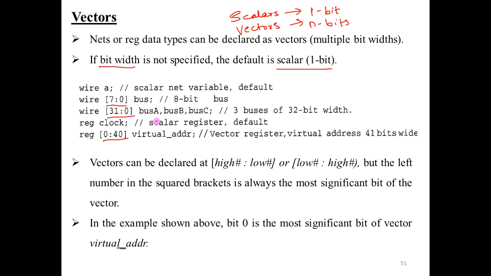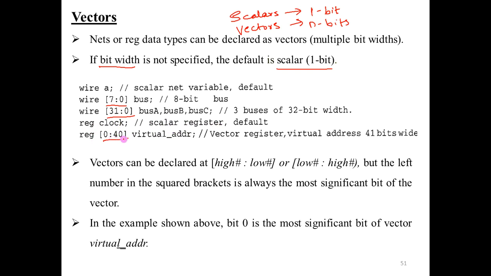We have three variables defined here: bus A, bus B, and bus C. So all these three variables are vectors. Bus A is a vector of 32 bits, bus B is a vector of 32 bits, bus C is also a vector of 32 bits. So three buses of 32-bit width. Reg clock. Clock is a register type variable and it is a single bit, hence it is a scalar register with the name clock.